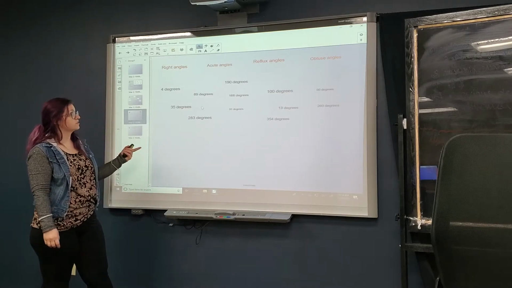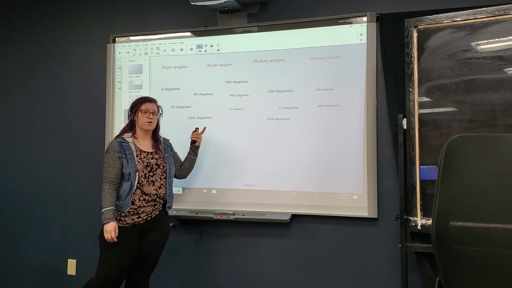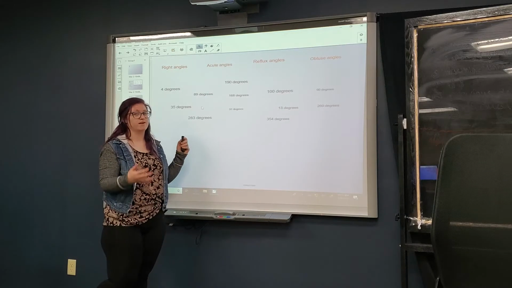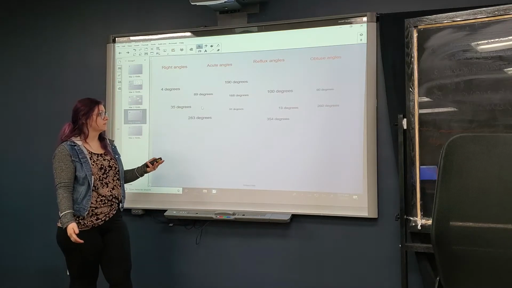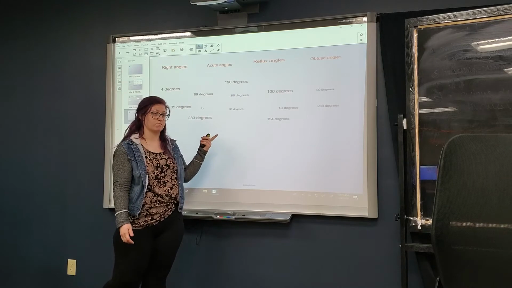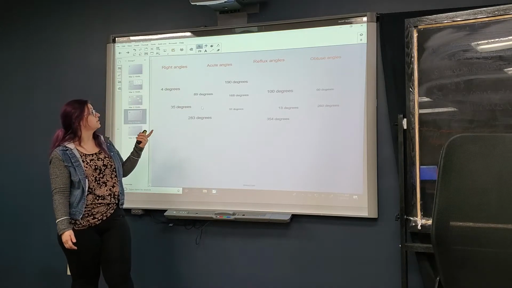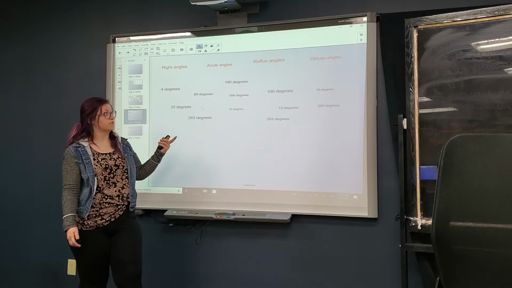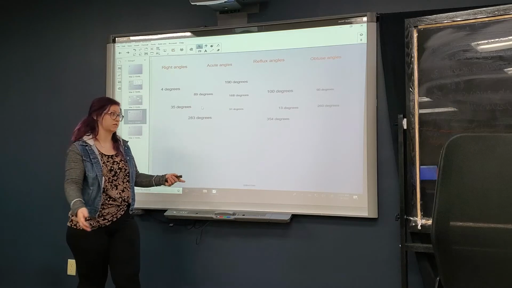And then this one, we have the right, acute, reflex, and obtuse, which the students would do the same thing, but I would have different students come up and show me what they would do. So I have different degrees. So this one's just in number form of whether they are going to be acute, right, reflex, or obtuse. And reflex is anything more than 180 degrees.